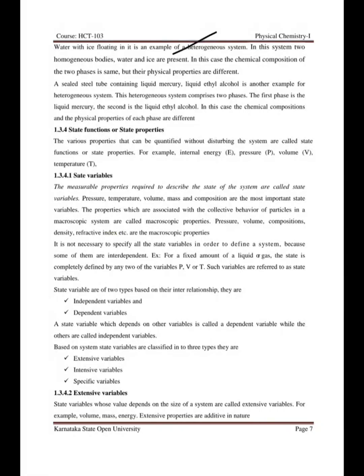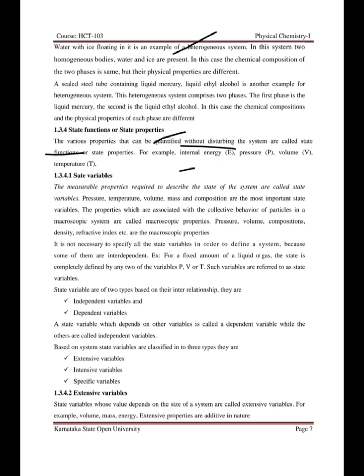And next is the state function or state properties. The various properties that can be quantified without disturbing the system are called state functions. For example, internal energy, pressure, volume, temperature. The state function means the various properties that can be quantified without disturbing the system. Now, what we have seen in the previous images, for example, it may be internal energy, pressure, volume, or temperature.